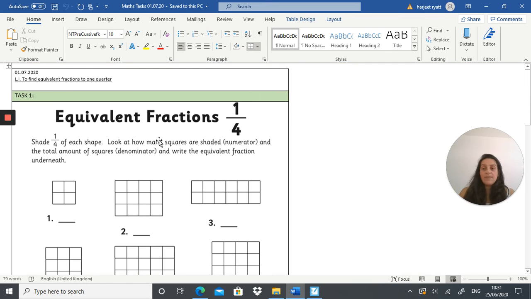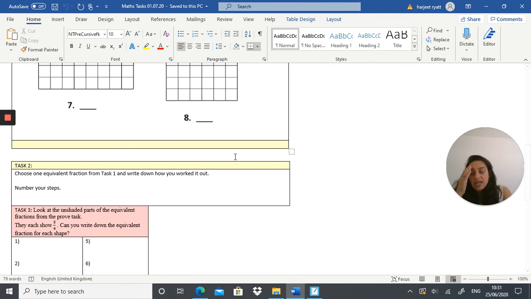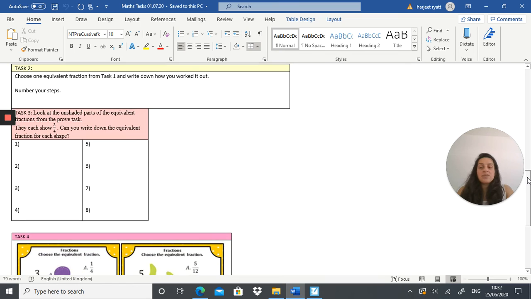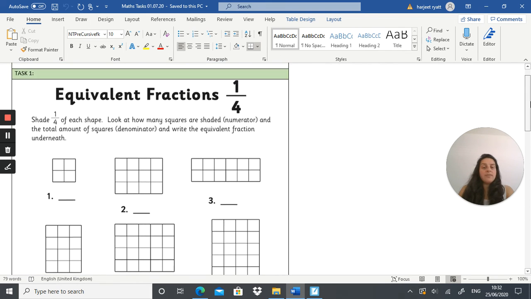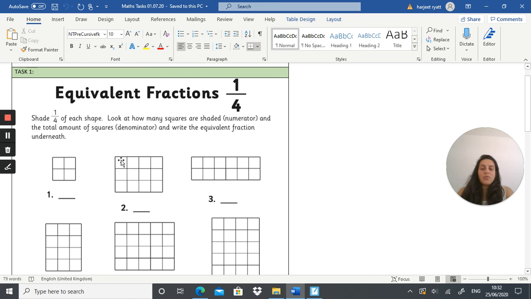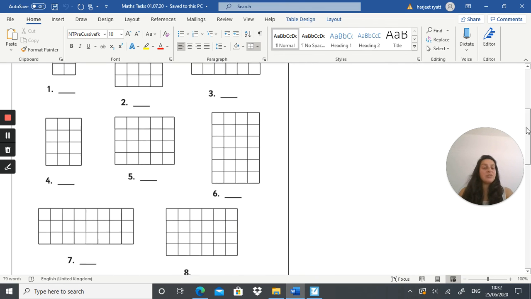So task 1, as you can see, is to fill in the shapes, find the equivalent of a quarter. Task 2 says choose one equivalent fraction from task 1, and write down how you worked it out. So number the steps. Really, I know you know how to do it, but I want you to see if you can, in your own words, write down the steps that you go through to work out the equivalent fraction. Task 3, look at the unshaded parts of the equivalent fractions from task 1. They show 3 quarters. Can you write down an equivalent fraction for each shape? So what this is asking you to do is go to task 1. Rather than looking at what you've shaded in, look at what you haven't shaded in and write down what fraction that represents, because they would be equivalent fractions to 3 quarters.